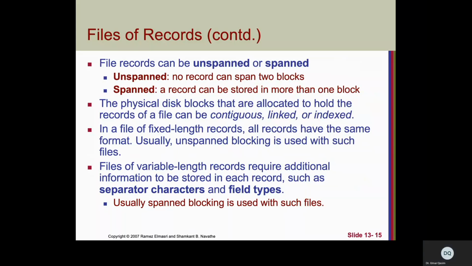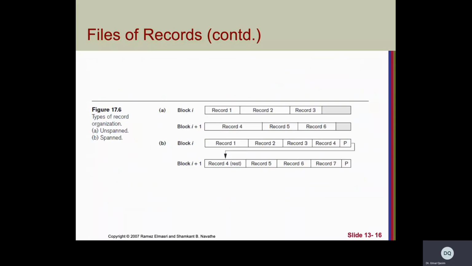In this case, usually unspanned blocking is used. So you have all those records and you do not use span. Whereas when you are using variable length records, then you have separator characters and fields, so you use spanned blocking in such a case.